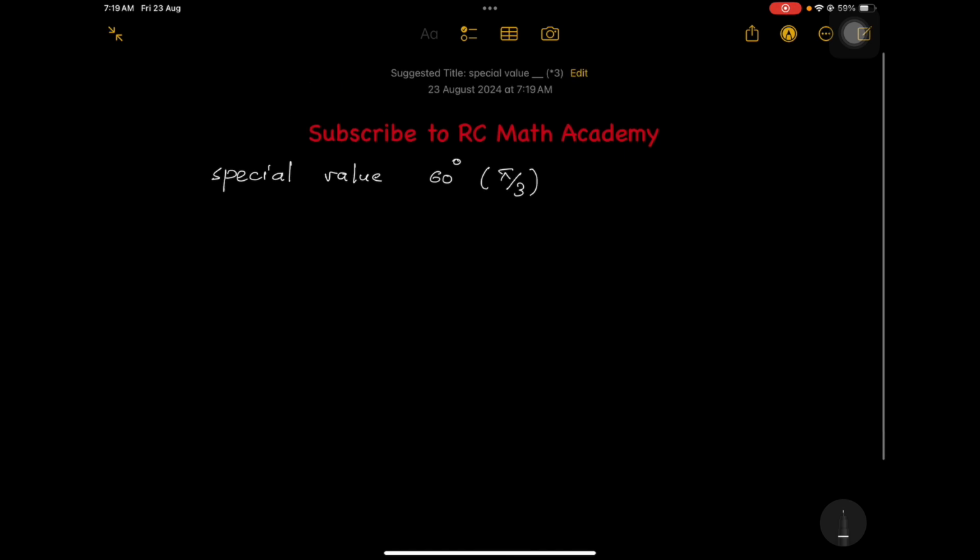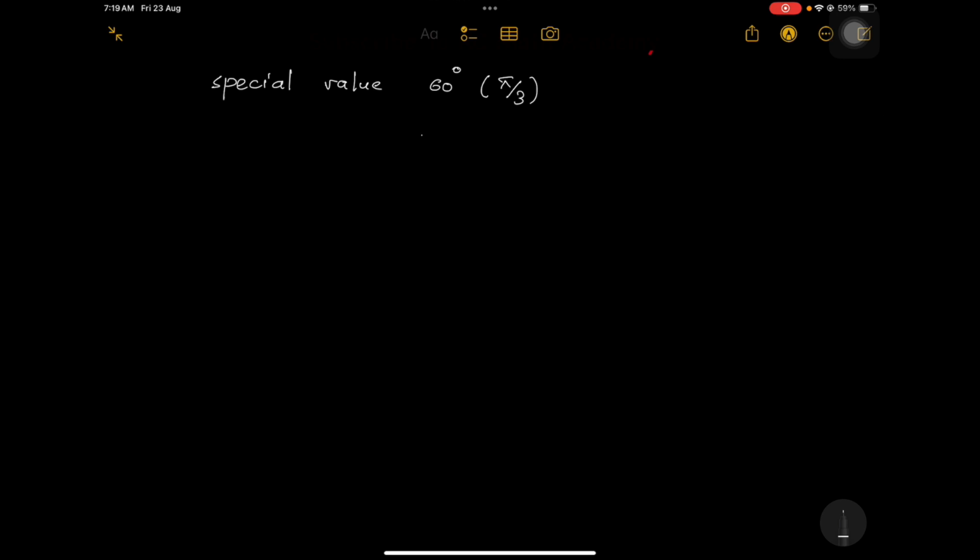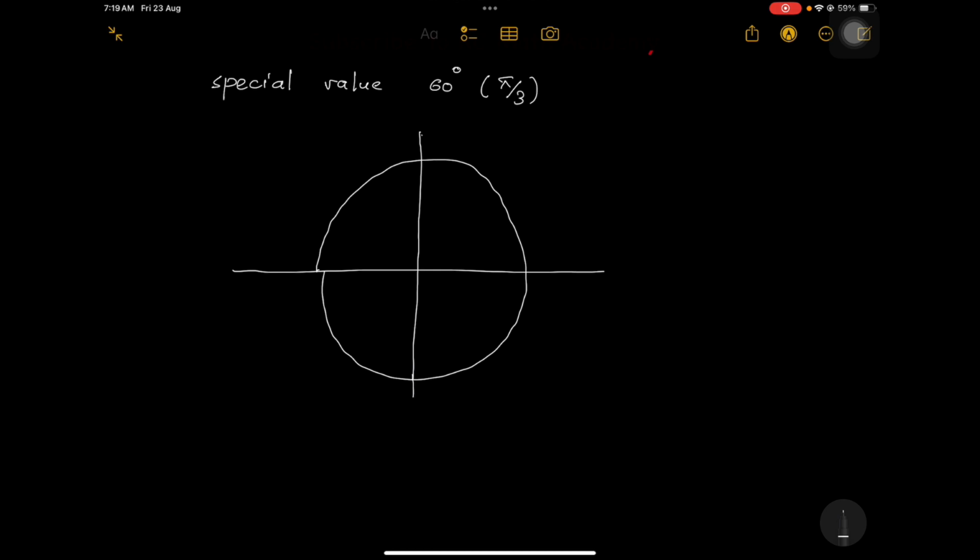We are going to start with the unit circle as we did for all the other angles. So this is a unit circle. The radius is 1, x and y axis. So here the coordinate is 0, 1. Here the coordinate is 1, 0. So here the acute angle has to be 60 degrees, so we will draw an angle 60 degree here.